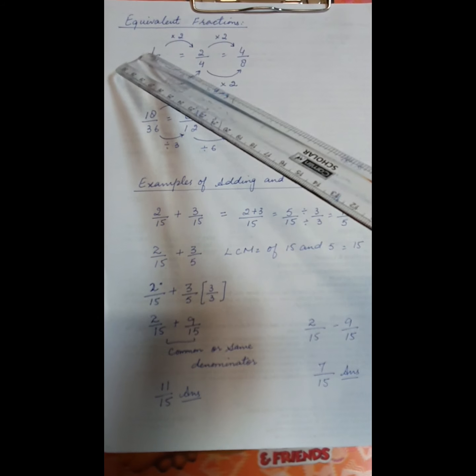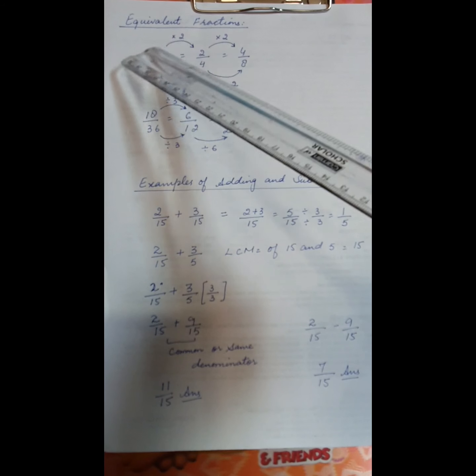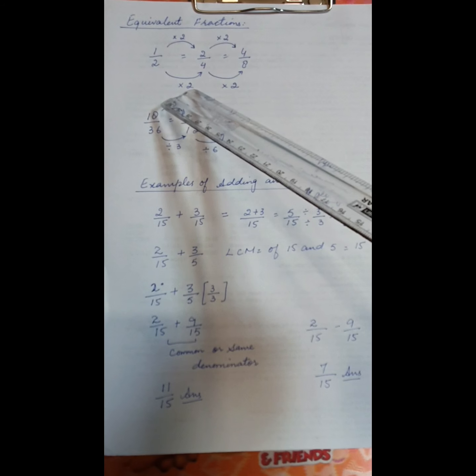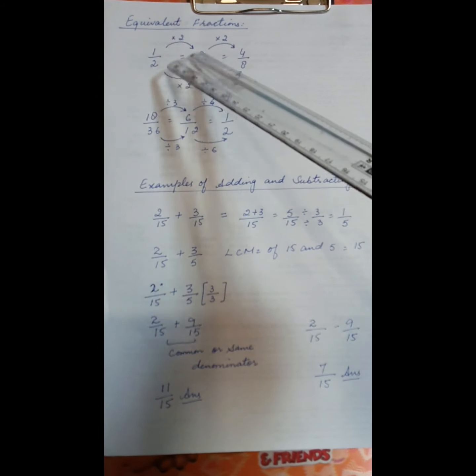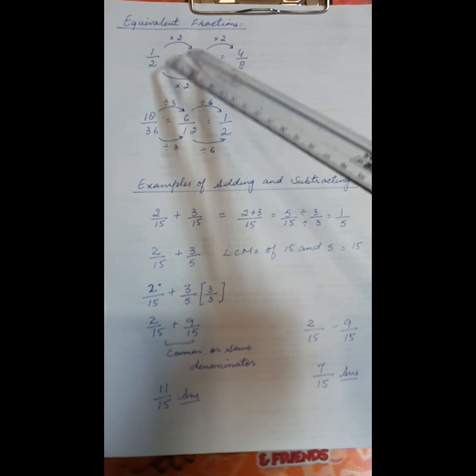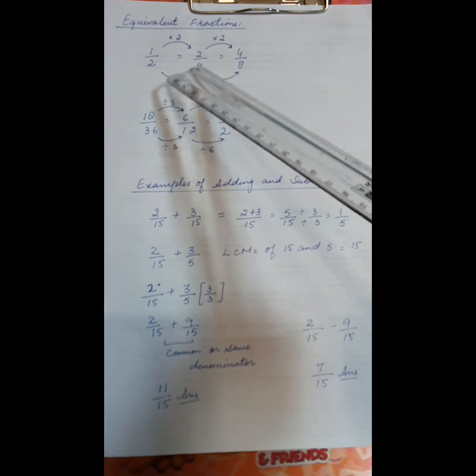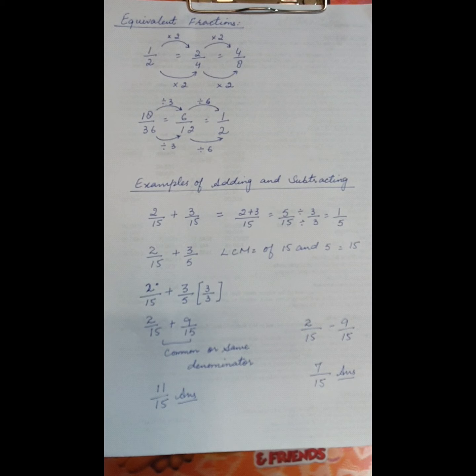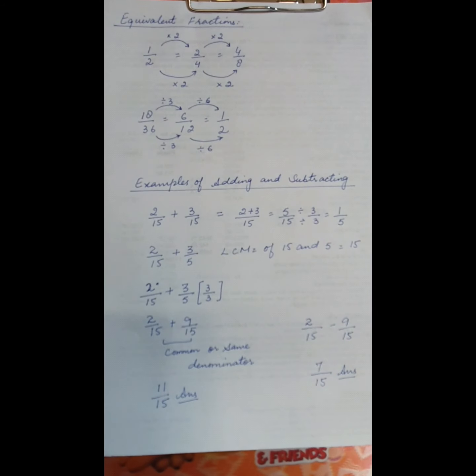Here is why those fractions are really the same. Here you can see 1 is multiplied by 2. Similarly, 2 is also multiplied by 2. So the numerator as well as the denominator are multiplied by the same number. So 1 multiplied by 2 is 2. 2 multiplied by 2 is 4. Similarly, 2 multiplied by 2 is 4, and 4 multiplied by 2 is 8. That is why these fractions are really the same.